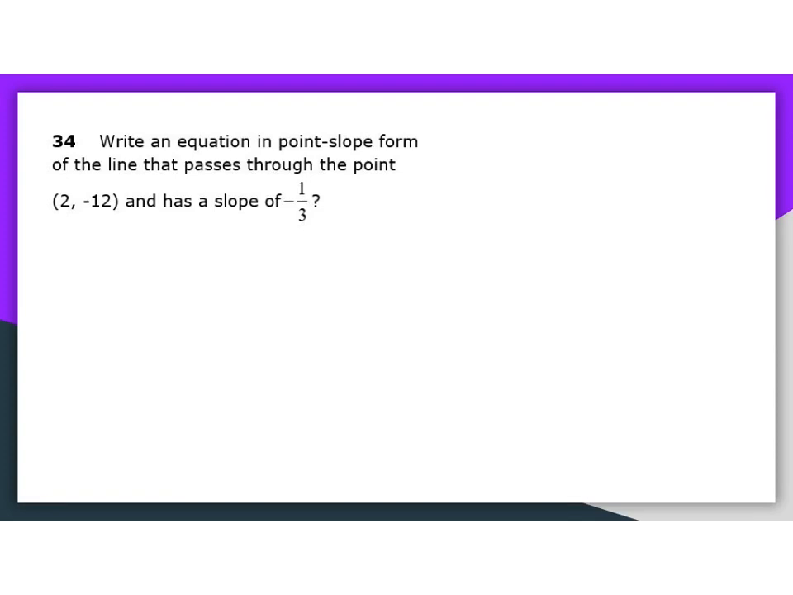Question 34 is telling us to write an equation in point-slope form. And the point that we're being given is 2, negative 12. The slope is negative 1/3. So the formula for point-slope form is y minus y1 equals m times x minus x1. And you will have access to the formula chart when you take your exam.